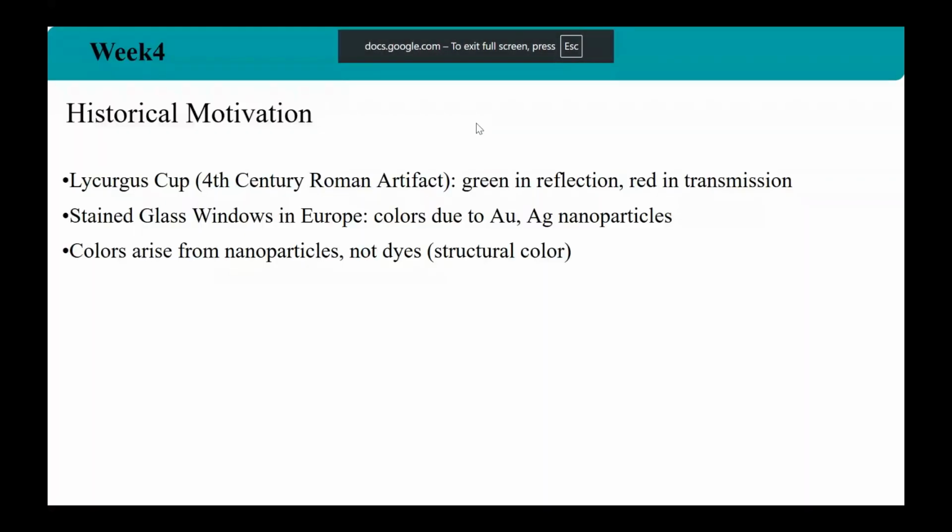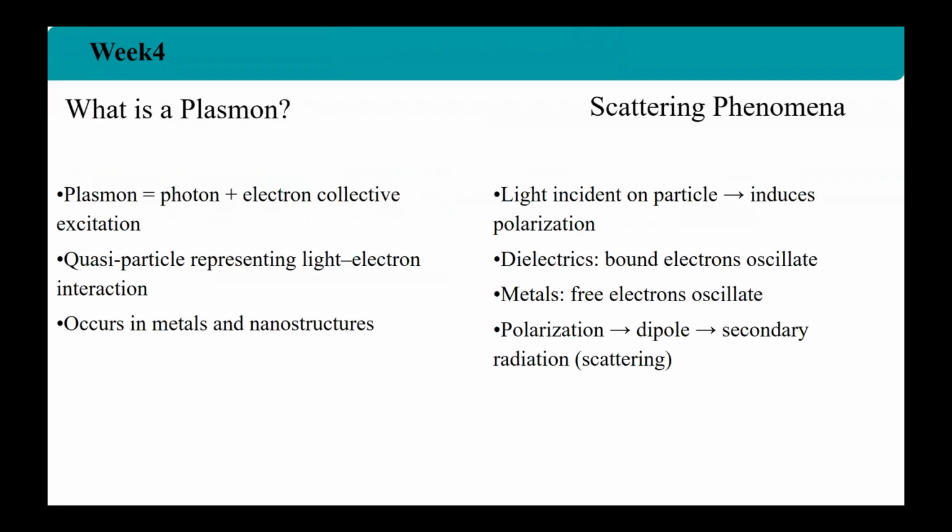These colors are because of the metal nanoparticles. Some gold and silver nanoparticles are mixed with the glass. That's why we are able to see different colors in reflection mode and transmission mode. Now next we will talk about the plasmon.